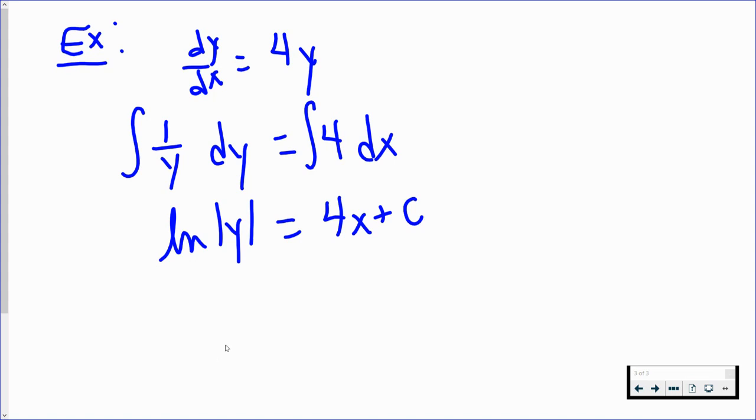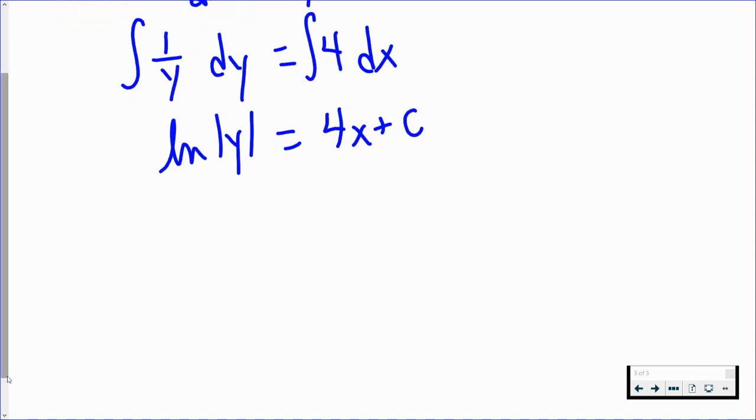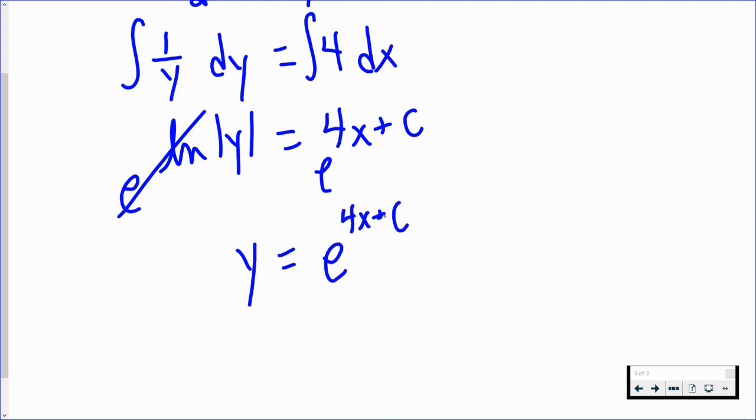Now, how do we get rid of a natural log? In order to get rid of a natural log, we have to exponentiate the functions. Let's use e. e to the natural log of y cancels, right? And we have y. And now we have e to the 4x plus c.